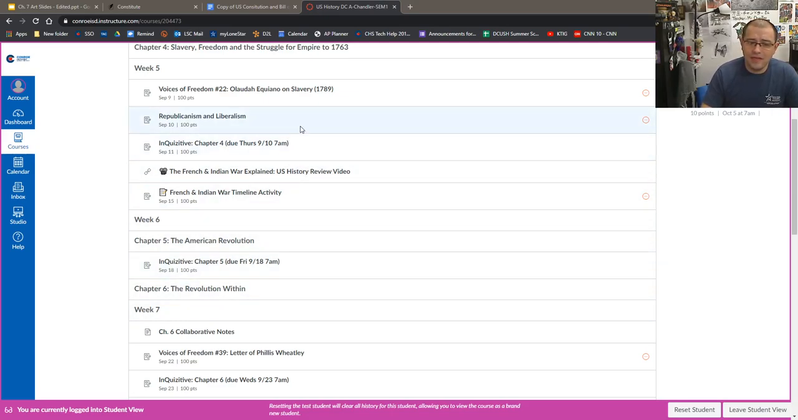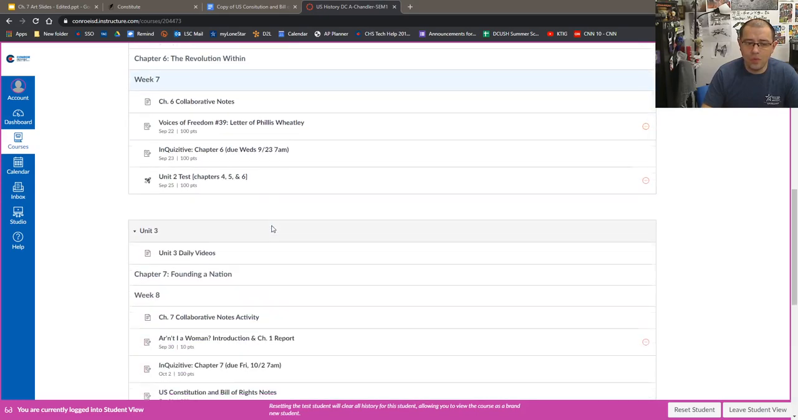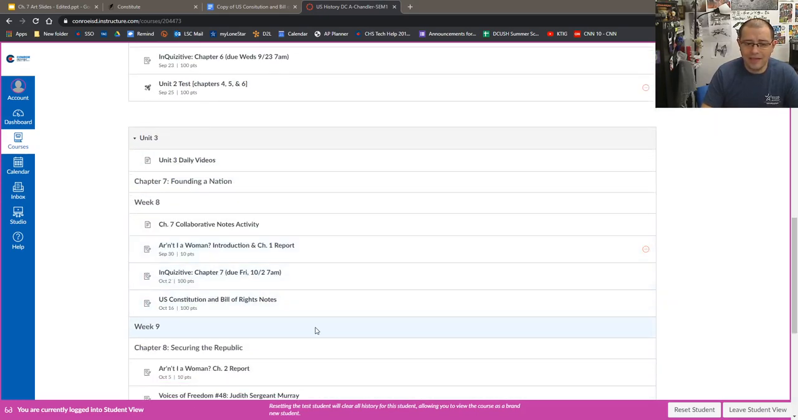So for this activity, we have gone down to week 8, unit 3, week 8, and right here at the bottom of that is U.S. Constitution and Bill of Rights notes. Now you'll note the due date on this assignment says October 16th. That is true. However, if you do it right now, then you don't have to have any chance of it being late. You can have it already done ahead of time. So let's go ahead and do that.